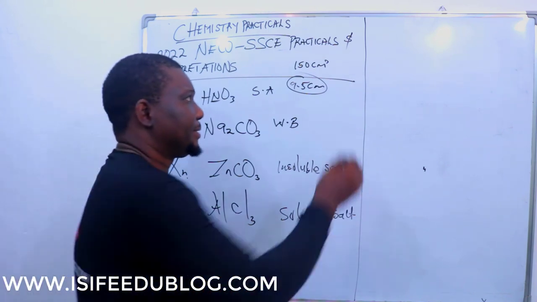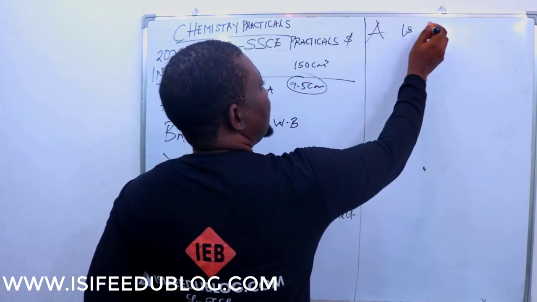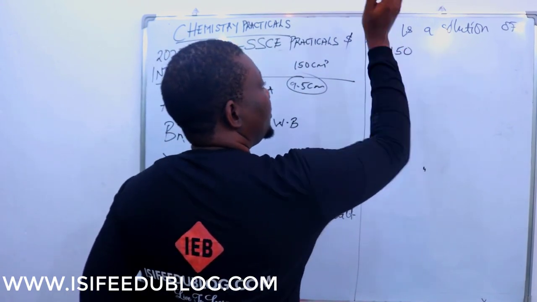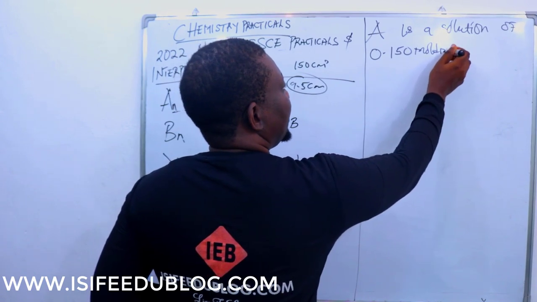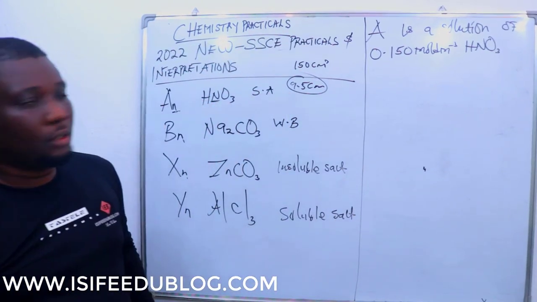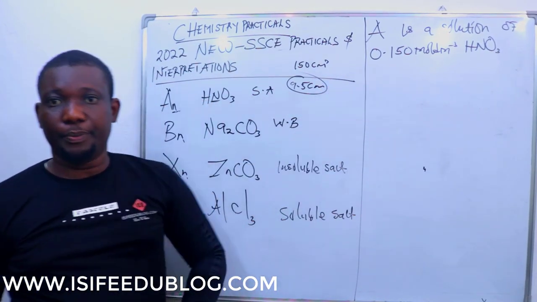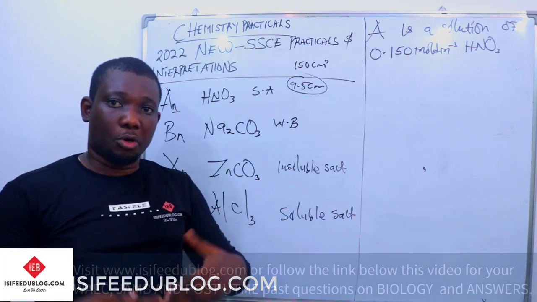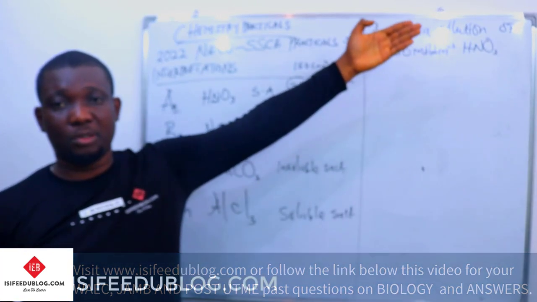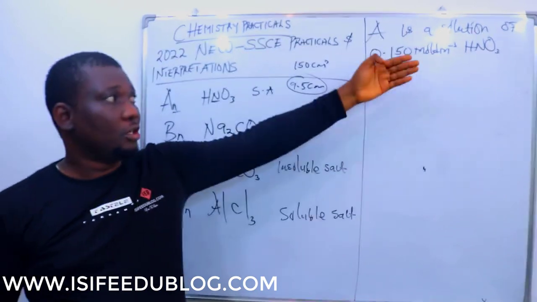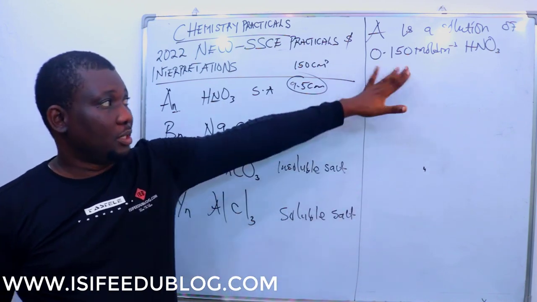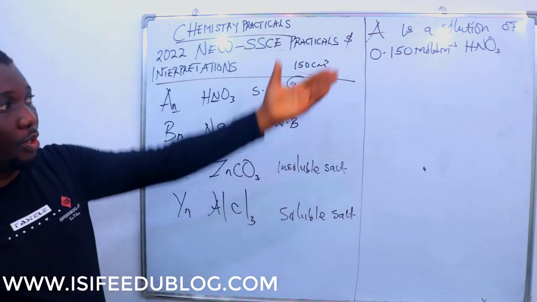You're going to see a question like this: A is a solution of 0.150 mole per dm³ HNO3. This is my concentration for this video. I don't know what the concentration will be that day, but the fact still remains that whenever you are given the concentration of a particular standard or non-standard solution, in the course of the calculation you don't need to solve for the molarity or the concentration anymore. But for this video, let's use this as the molar concentration of HNO3.